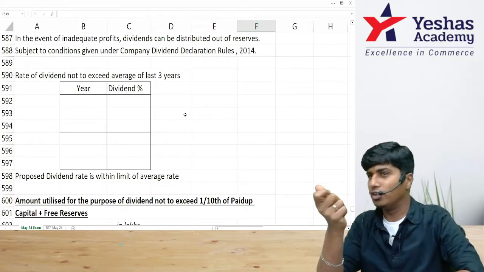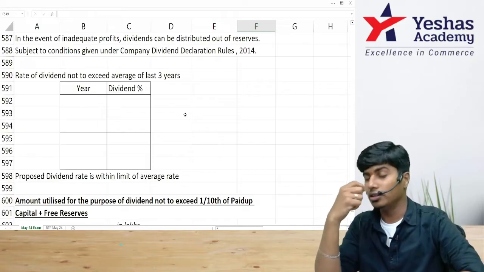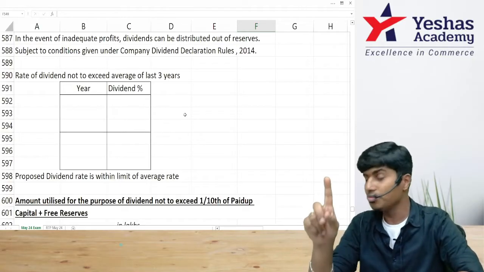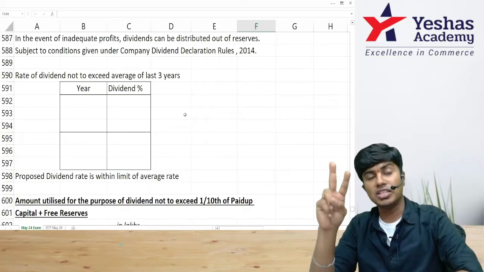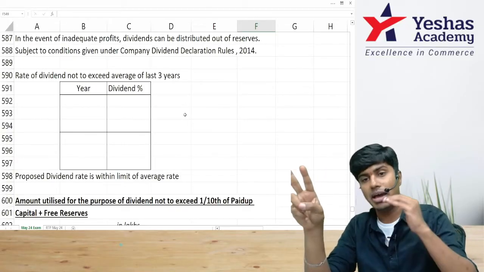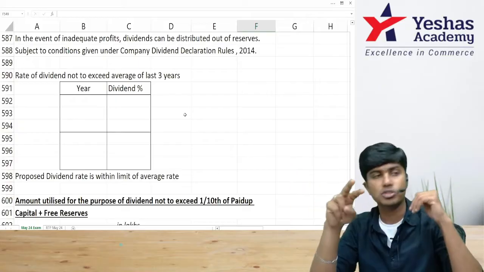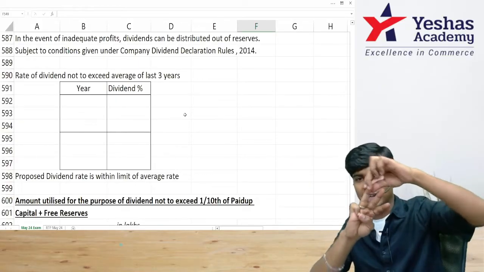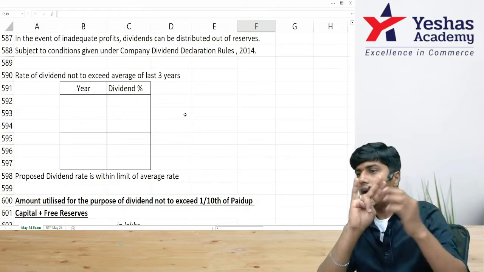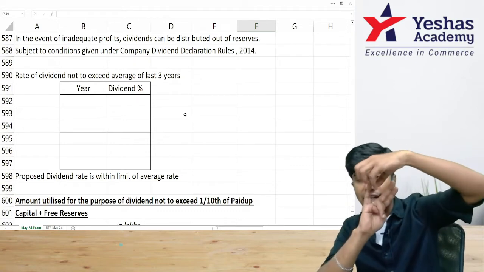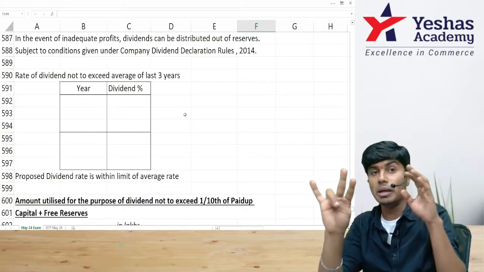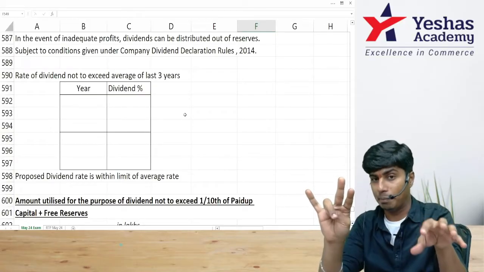The declared rate of dividend cannot exceed the average of the last 3 years. Second one, PUC plus free reserves into 1 by 10 is the maximum amount that we can utilize for the purpose of dividend. Number 3, I'll tell later. Number 4 is after we take the dividend from our reserves, remaining reserve should be minimum 15% of paid up capital.